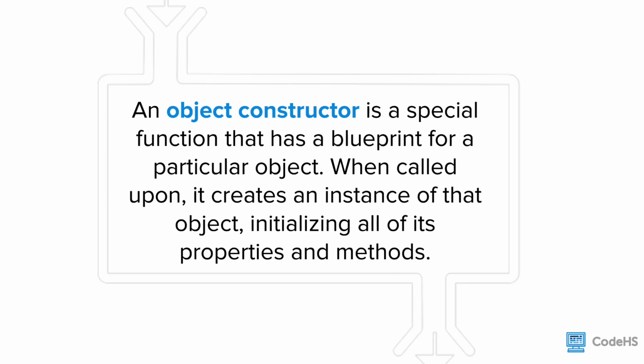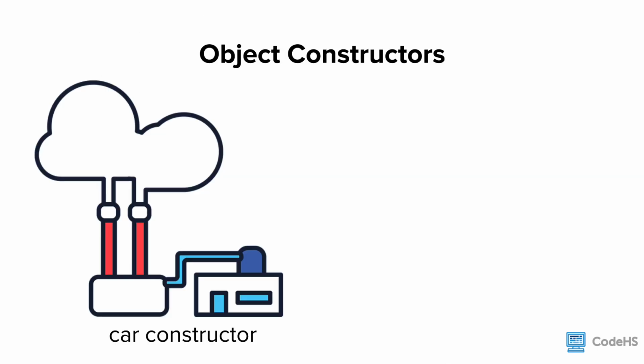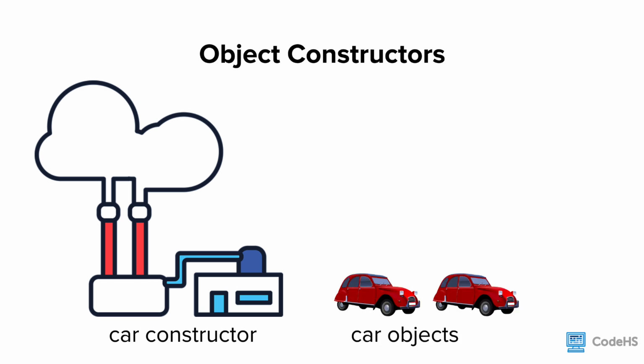When called upon, it creates an instance of that object, initializing all of its properties and methods. Although the notation is slightly new, it is very similar to functions we've been using. Think of a constructor like a specific object factory, producing individual objects whenever called upon.